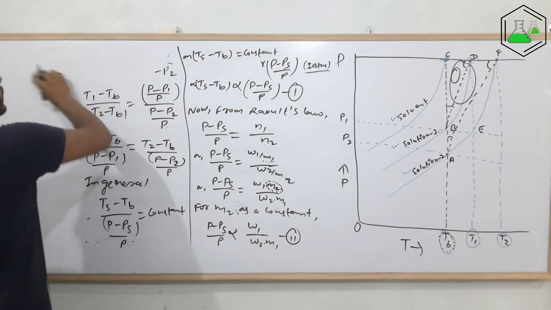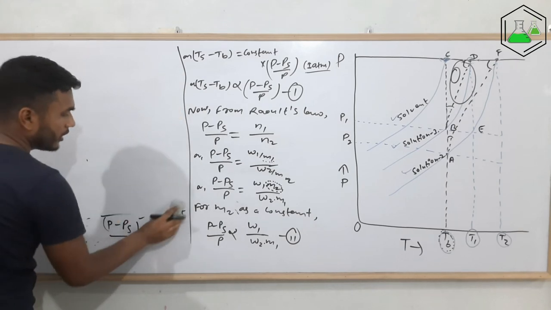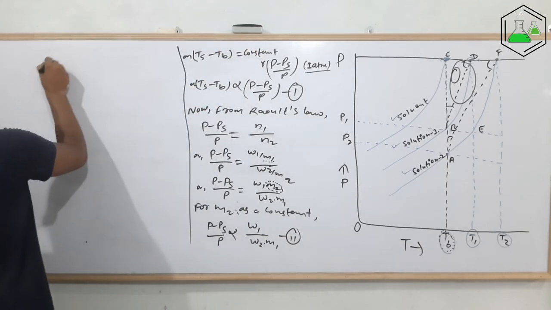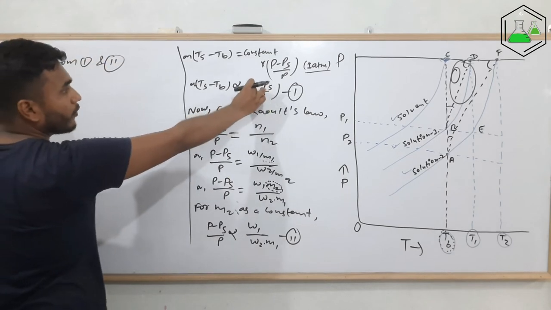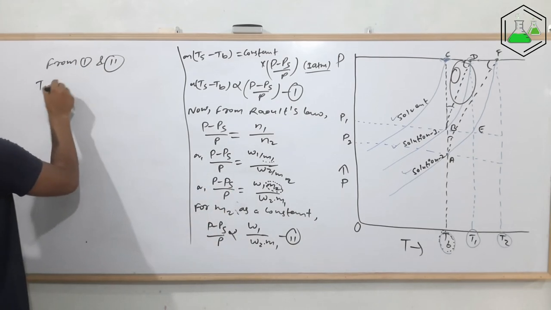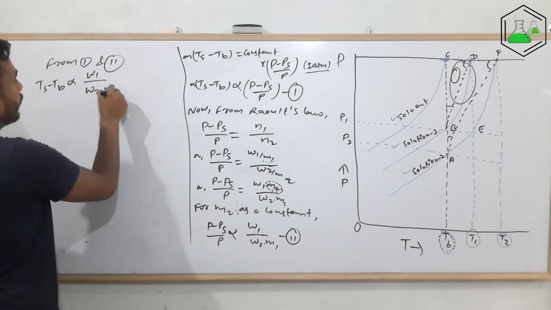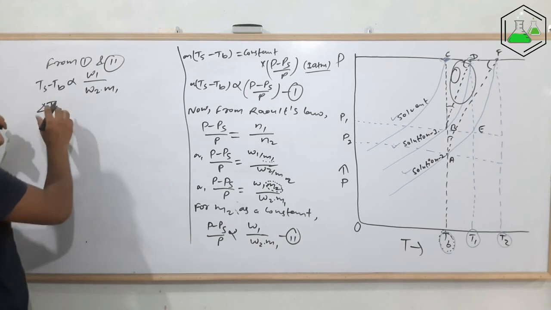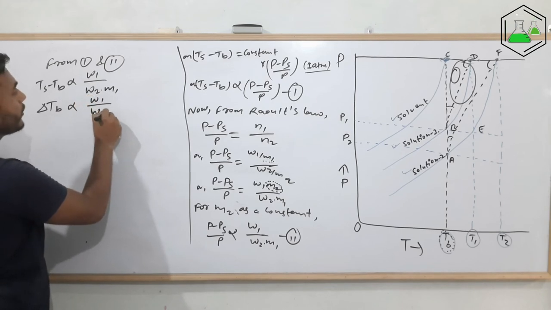Now let me erase this portion. So till now we got equations 1 and 2. Now our next step is to equate them. So, from 1 and 2, look at this. We can put the value of (P minus PS) by P in equation 1 from equation 2. So it will be TS minus TB proportionality sign W2 by W1 into M2. And this can be written as del TB, this is the elevation in boiling point, proportionality sign W2 by W1 into M2.